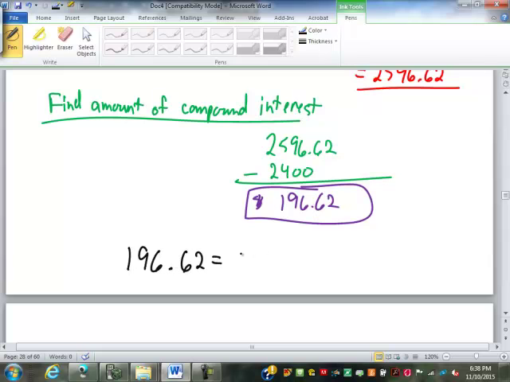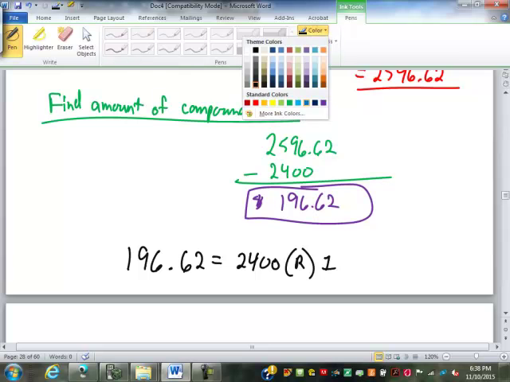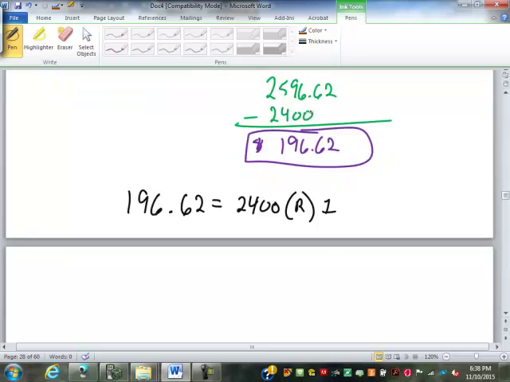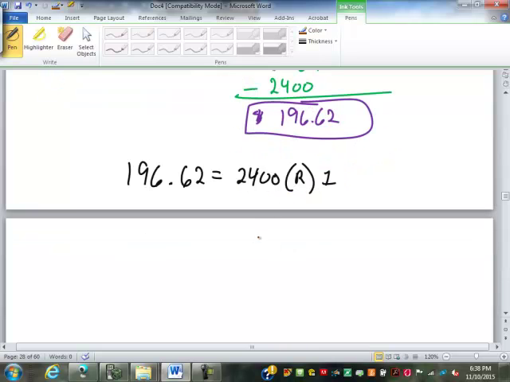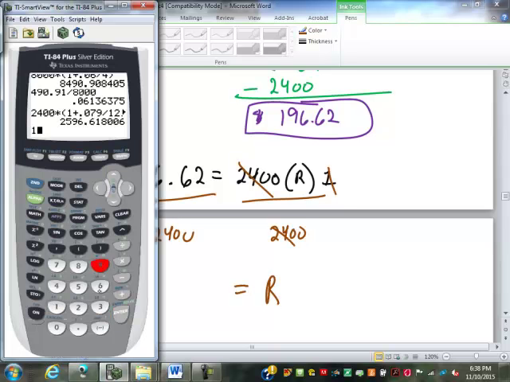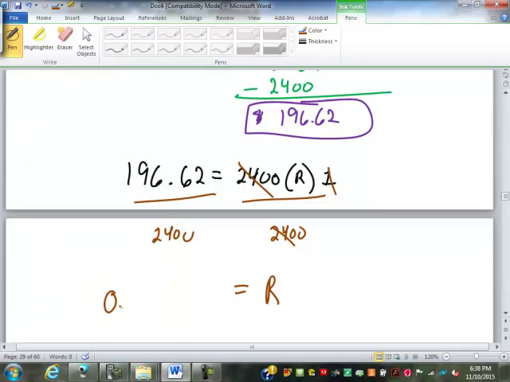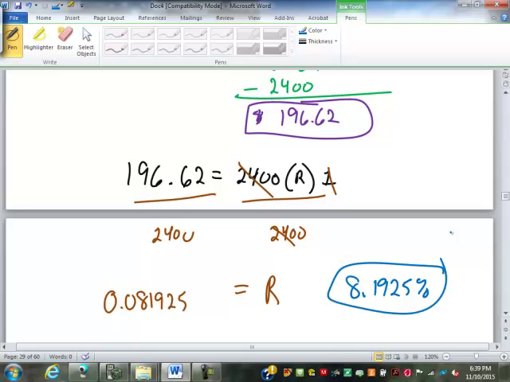196.62 equals our principal of 2,400. We are looking for a rate, and our time is 1 year. So again, 2,400 times 1 is 2,400, so I'm just going to divide by 2,400. So R equals 196.62 divided by 2,400. 0.081925, or 8.1925%. Again, round it however MyMathLab asked you to round it. Probably 8.19 or 8.2%.